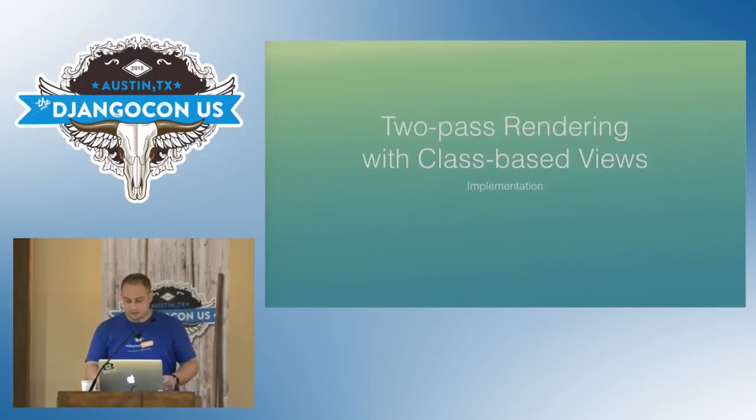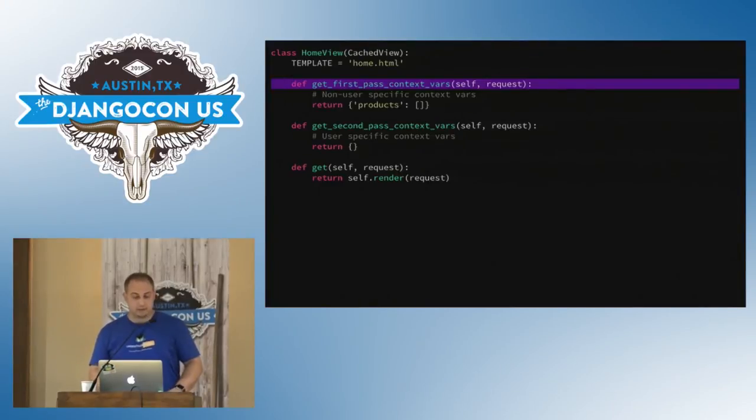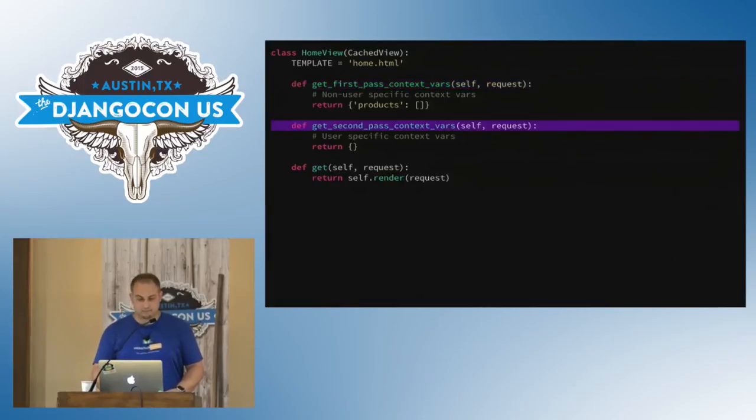So let's take a look at how we can implement this. First, we've got a very simple class-based view, which inherits from a class called CacheView that we'll define in a moment. And we've also got a couple extra methods here that will be used by our CacheView parent class. So let's take a look at those. The first is get_first_pass_context. This is where we'll implement all of our context variables for our template as you would normally think of them, non-user-specific data again. Blog comments, products, anything not specific to the person viewing the page.